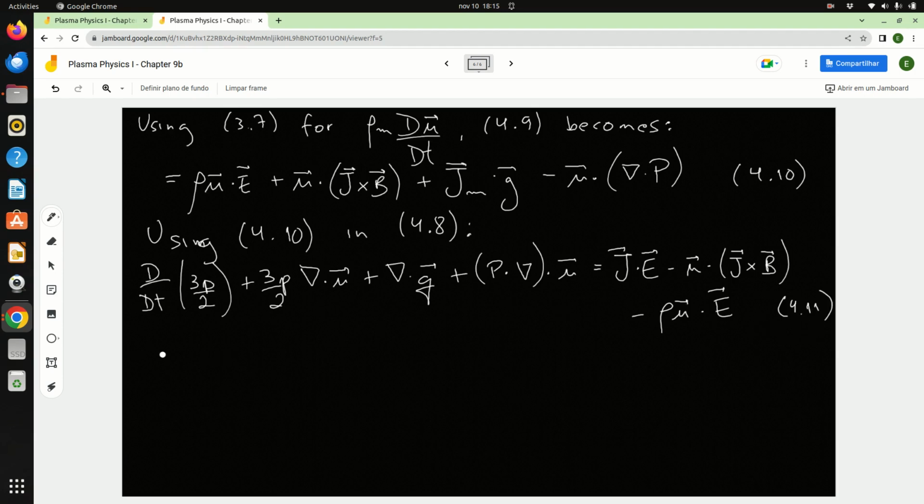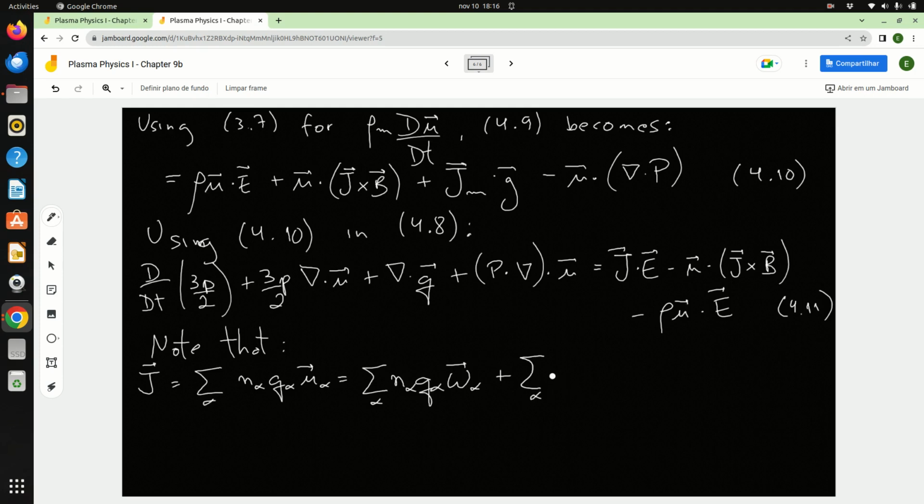But there is more we can do. It's not finished yet. Note that J is actually defined as the sum of n alpha Q alpha u alpha, which, using the definition of omega, we can write in terms of U like this: the sum of n alpha Q alpha omega alpha plus U times the sum of n alpha Q alpha. And we'll call this J prime plus rho U.